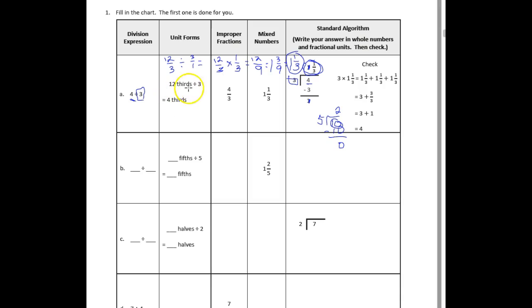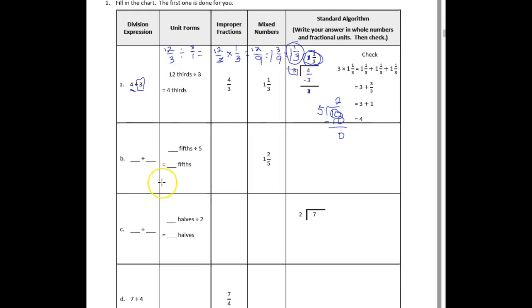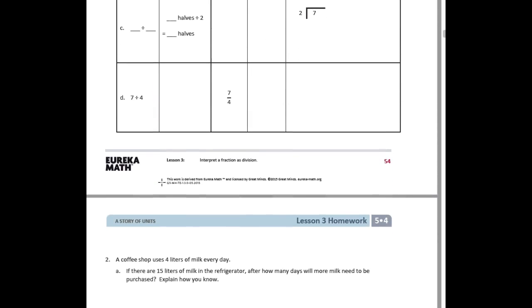So what they did is they were thinking, oh, 4 times 3 is 12. So let's see if that keeps going. Let's take a look here at the 7 divided by 4. And I'm going to skip that one first because it's kind of unique.